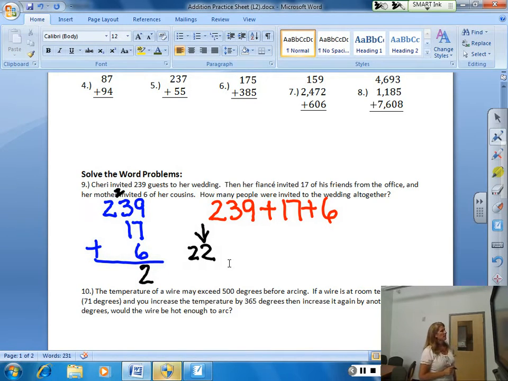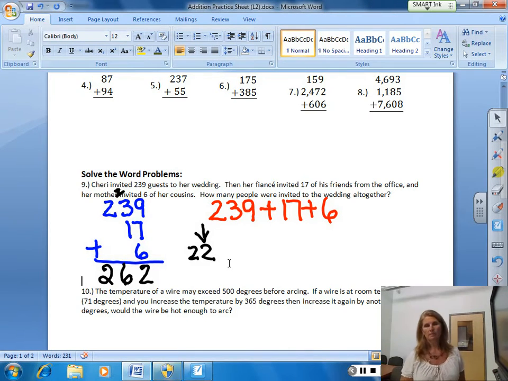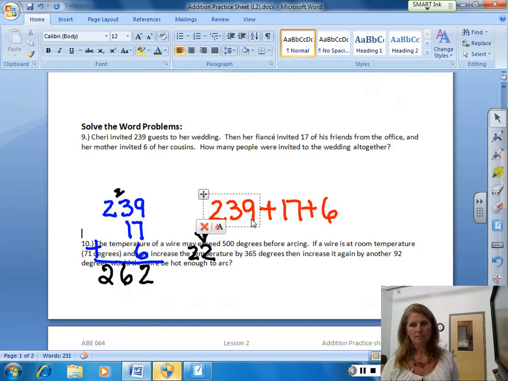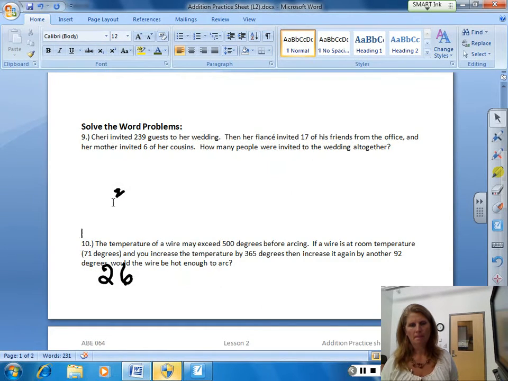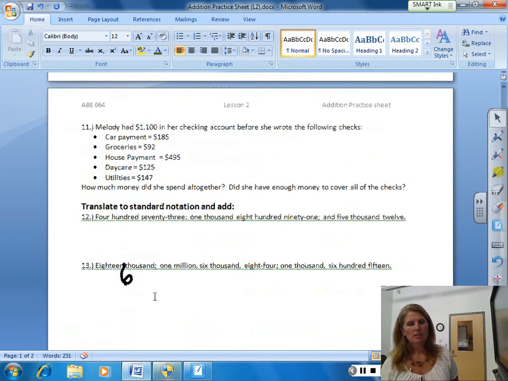Now I'm going to add that up. 2 and 3 is 5, and 1 is 6. Nothing to carry. And then bring that 2 straight down because I'm not adding anything to that. And so you can see that they must have invited 262 people to the wedding. Let's look at the next problem.